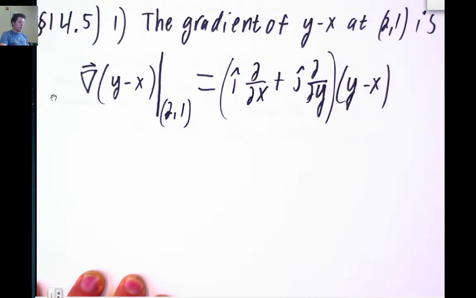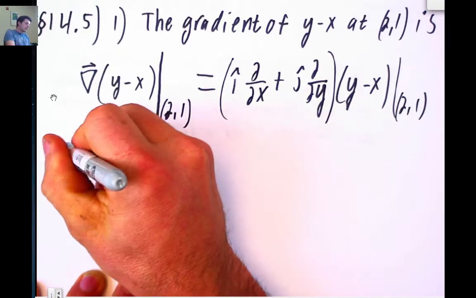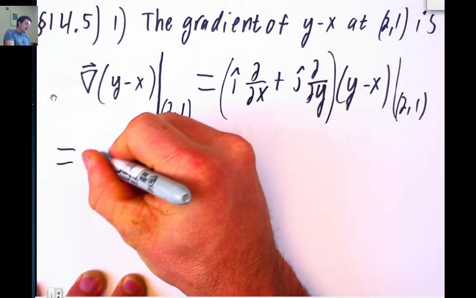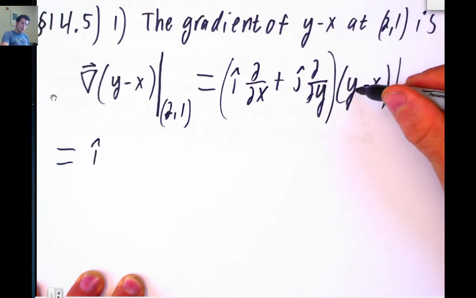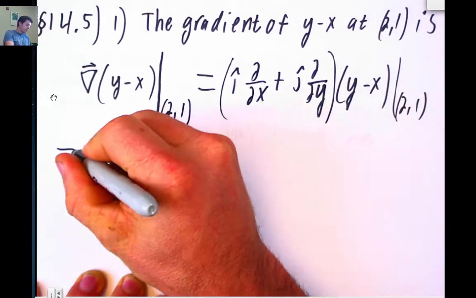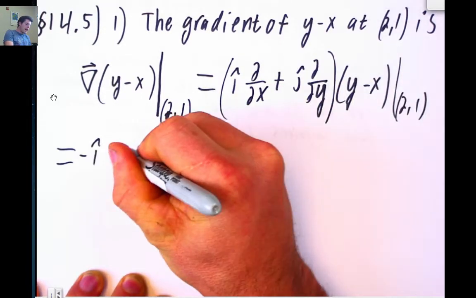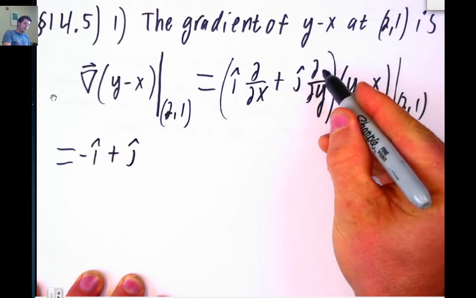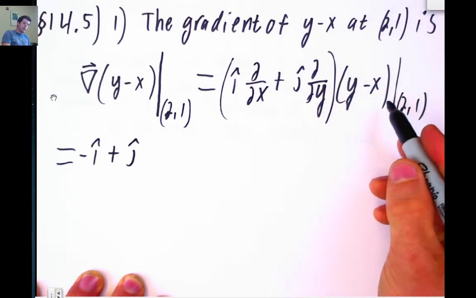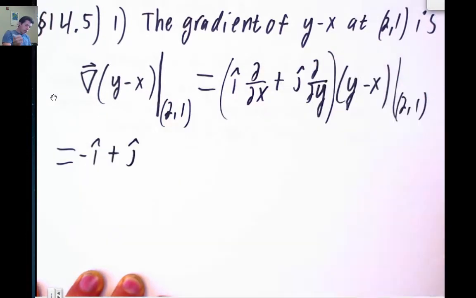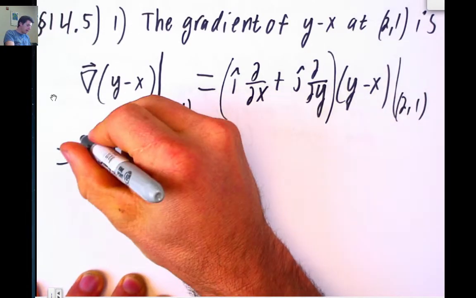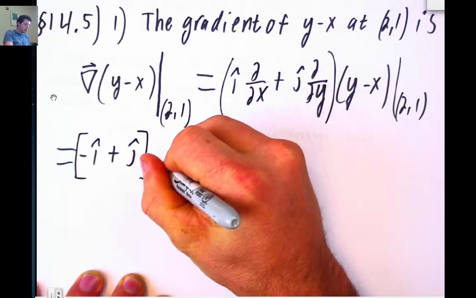Okay, so this time I'll go ahead and go through with the i hat, j hat notation. And don't forget, you've got to evaluate this at (2, 1). Okay, this isn't going to be too hard, I think. This is distributing: i hat, the derivative with respect to x of y minus x, that is negative 1. Easy peasy. And then j hat, the derivative with respect to y of y minus x is 1, so just that. Okay, good. And then that thing I would like to evaluate at (2, 1).